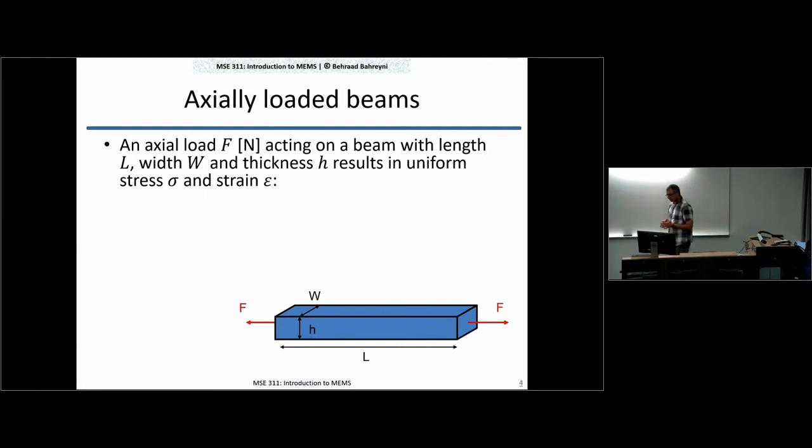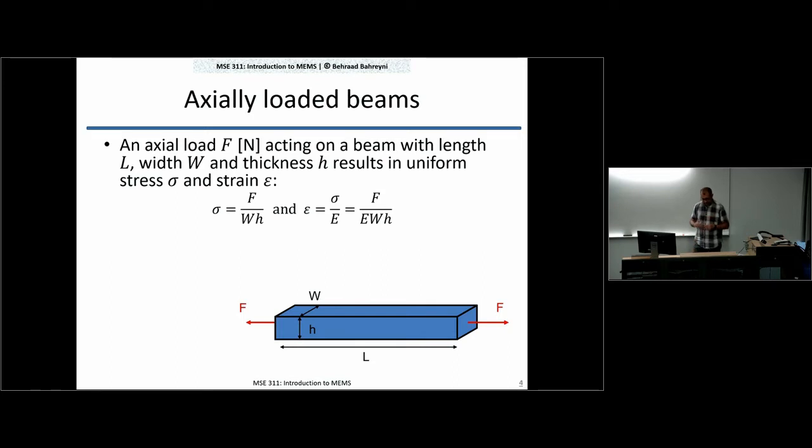Here is a basic structure. I have a simple beam, uniform cross-section for the entire length of it. And let's assume I apply a force F to the two ends of this structure. So one end could be fixed, and the F that I have at one end could be the reaction from the support. But let's assume that I'm applying a force F to both ends of this beam so that it's not moving, but it will respond to that force.